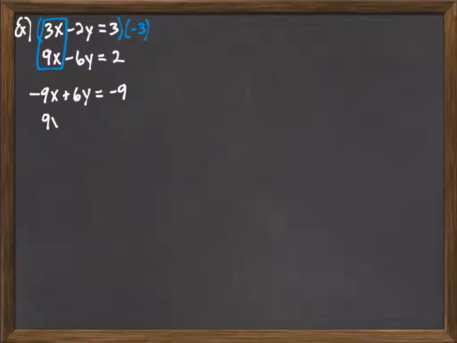Multiplying the top equation by minus 3, I get minus 9x plus 6y equals negative 9. Leaving the bottom equation alone, I have 9x minus 6y equals 2. Notice when I solve this system, both the x's and the y's cancel out. So they're gone. And I get negative 9 plus 2 is negative 7. I have an equation, 0 equals negative 7.